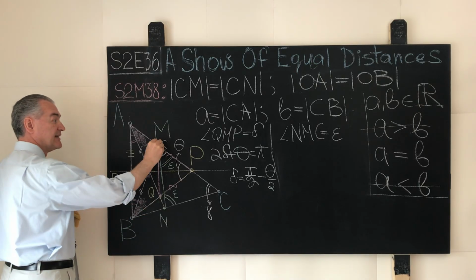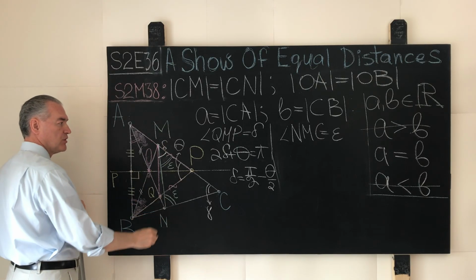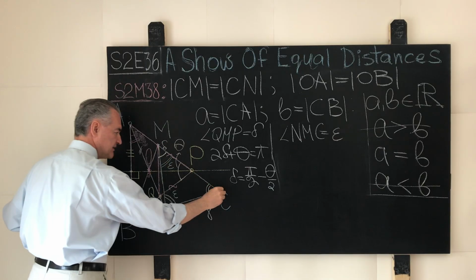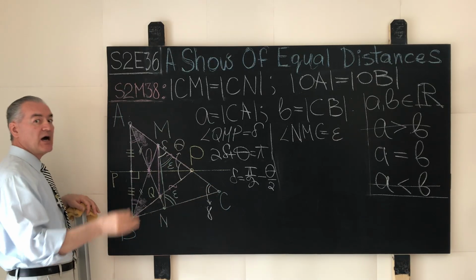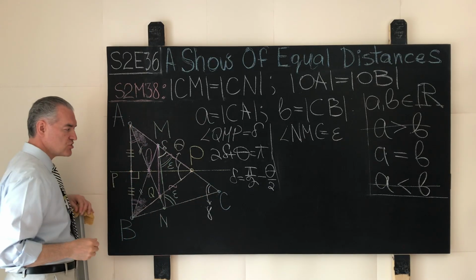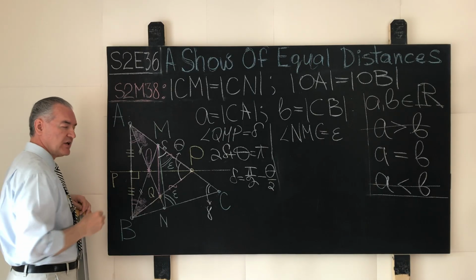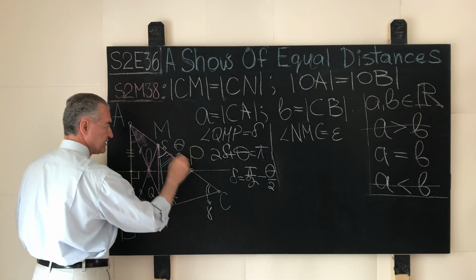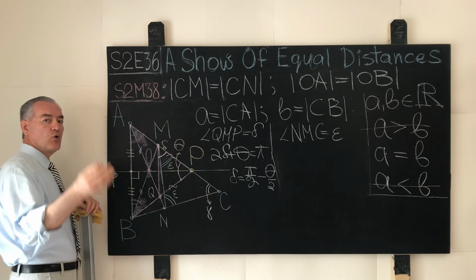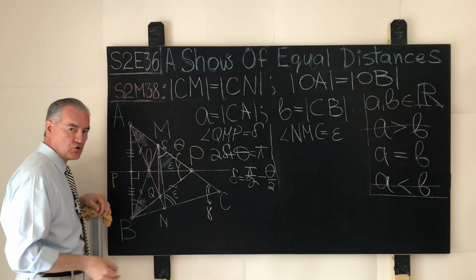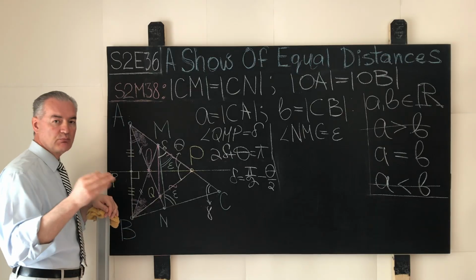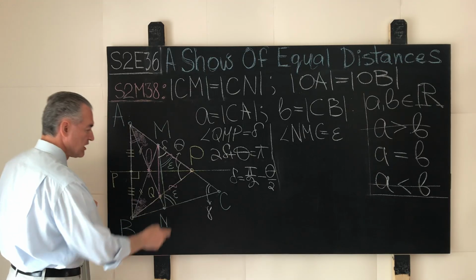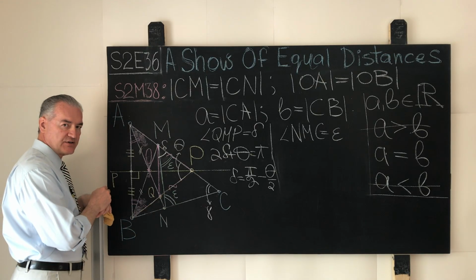That means that if we connect the points M and N, we'll obtain a triangle MCN, which will be what again? Isosceles, a show of equal distances. And this triangle is isosceles on the sides CM, CN. Again, going back to more than 2,000 years ago, Euclid, Elements, Book 1, Proposition 5, the magnitude of the interior angles at the base must be the same.